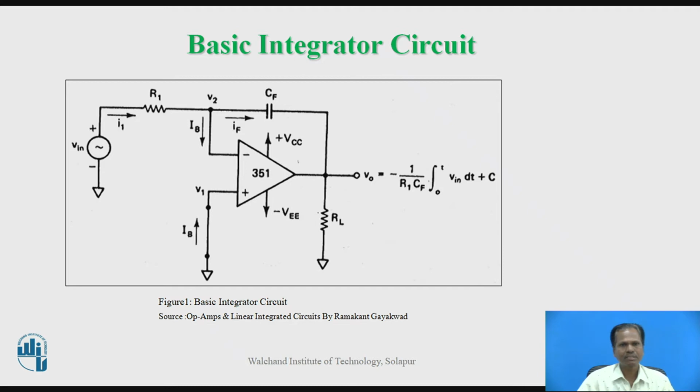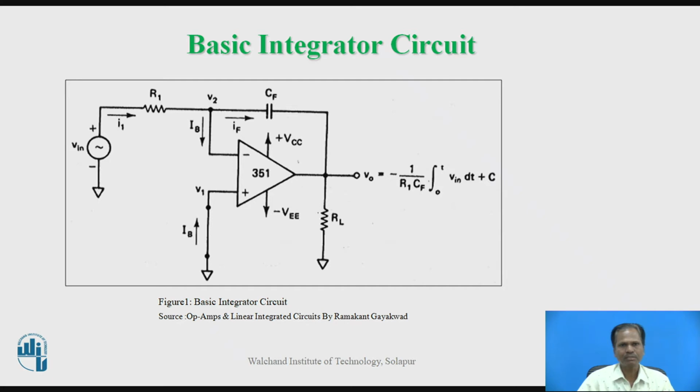This basic integrator circuit using operational amplifier can be implemented using basic inverting amplifier with feedback, or closed loop inverting amplifier. In place of feedback resistor RF, feedback capacitor CF is connected and output is taken across the feedback capacitor CF with respect to ground.